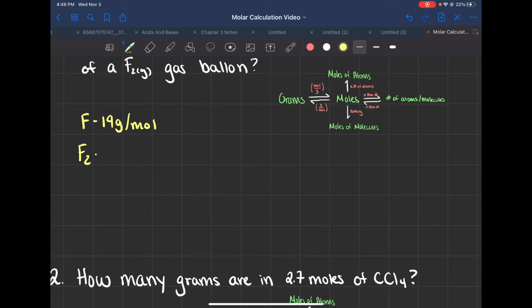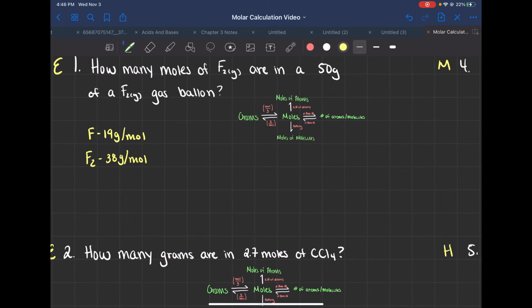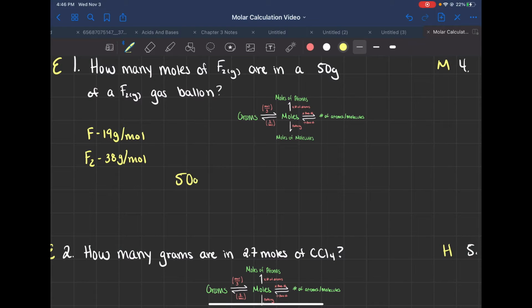So we're dealing with F2. So F2 is actually 38 grams per mole, right? So now let's set up our problem. So always start with what you're given, 50 grams of F2.